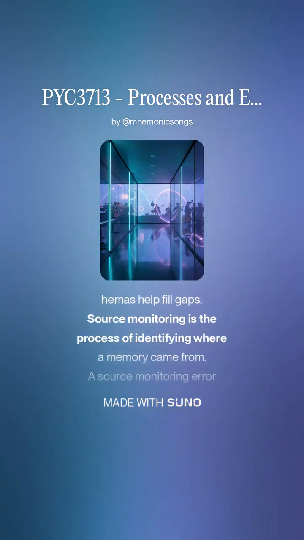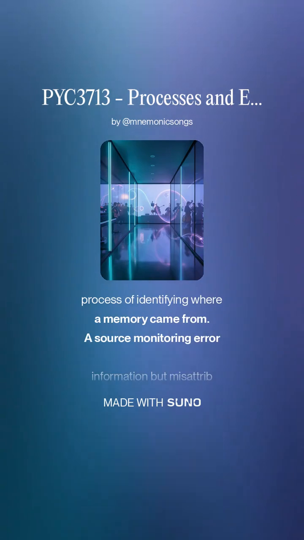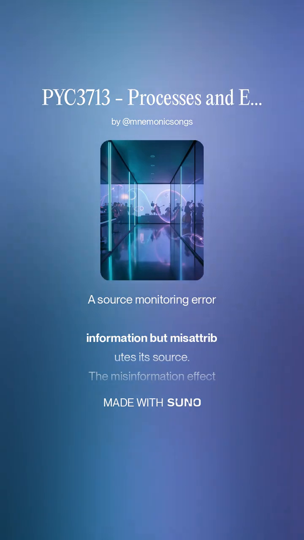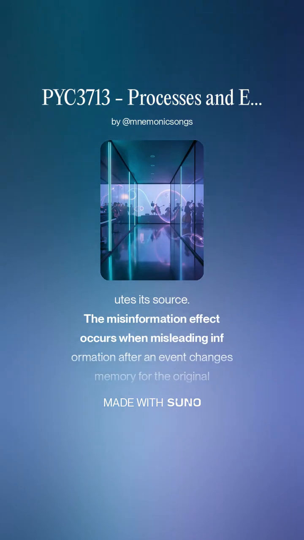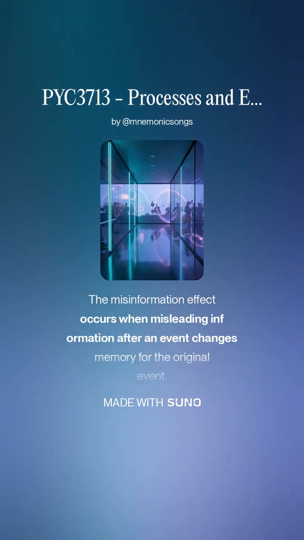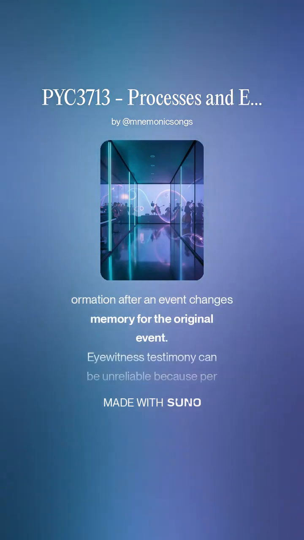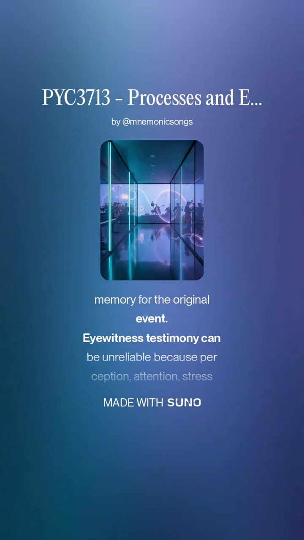Source monitoring is the process of identifying where a memory came from. A source monitoring error happens when a person remembers information but misattributes its source. The misinformation effect occurs when misleading information after an event changes memory for the original event.